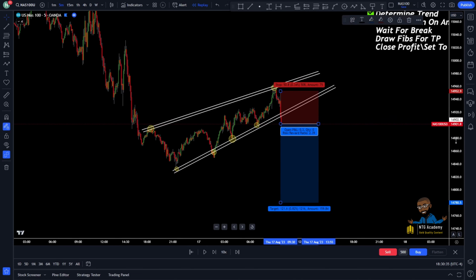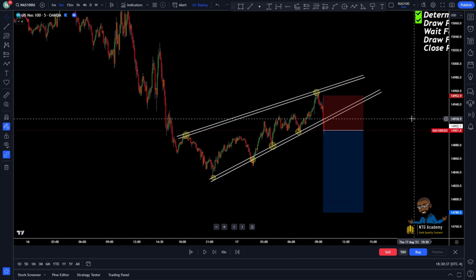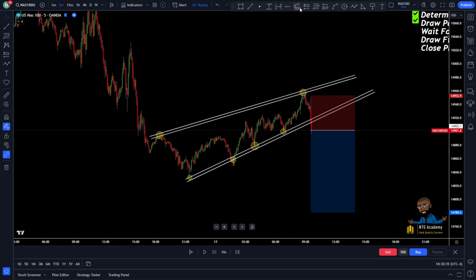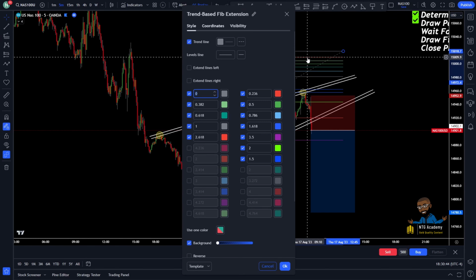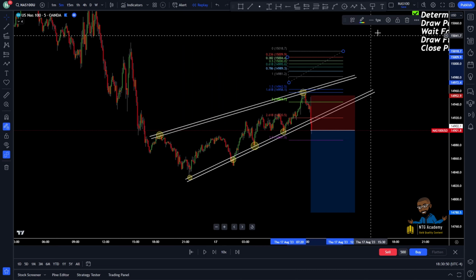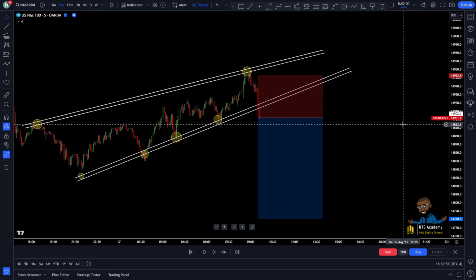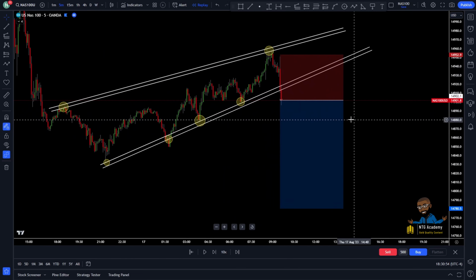The tool that I use is called the fib extension. I mentioned it earlier. This is my tool here, my fib extension. I will show you guys the settings here, and I'll also show you how to draw it. This is my full system that I love to use every time to get into the market and set my TP.